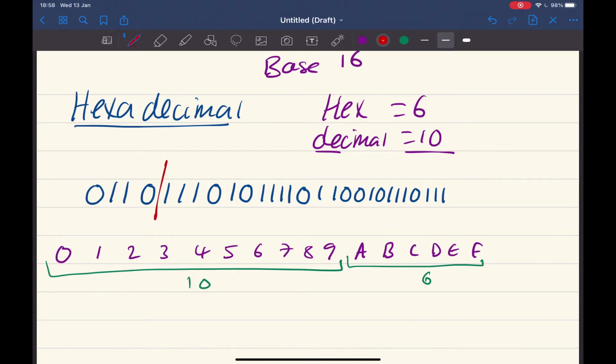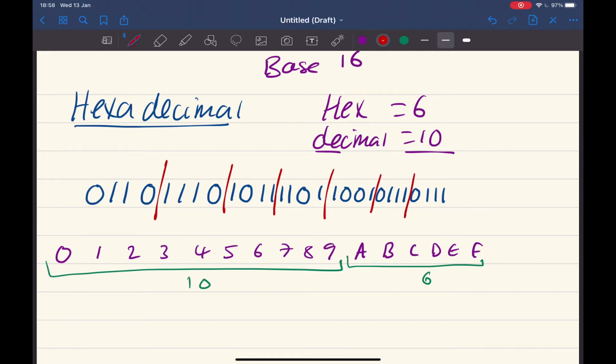So what we do is we split each of these up into 4 bits. So we count 1, 2, 3, 4 and we draw a line. 1, 2, 3, 4, draw a line. 1, 2, 3, 4, draw a line. 1, 2, 3, 4. And we keep doing this until they've all been separated out into 4 little bits. So here we've got 7 nibbles.